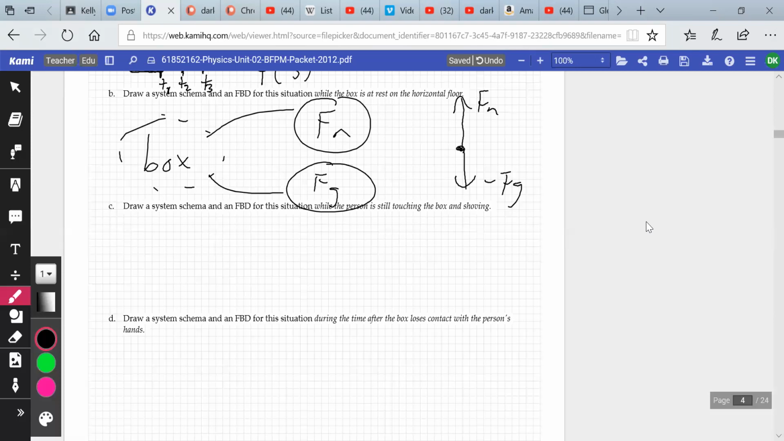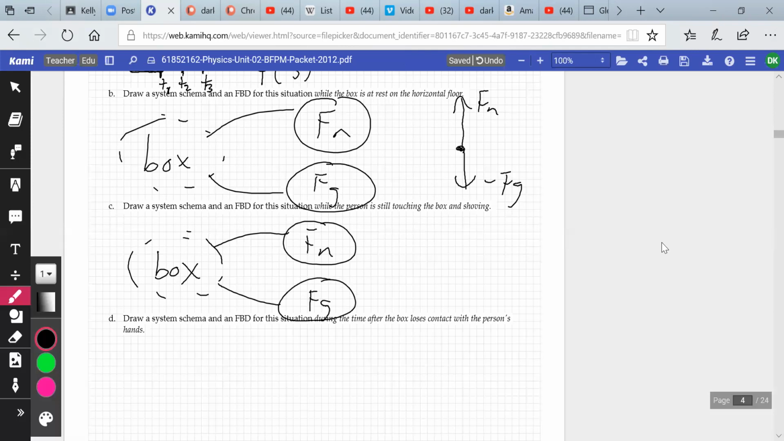Okay, so there's a couple of options here, but I would just take the easy, simple route. So this is our system schema for the box. You have normal force, force of gravity, the only field force here, force of friction. We don't care if it's static or kinetic. And then our pushing force.